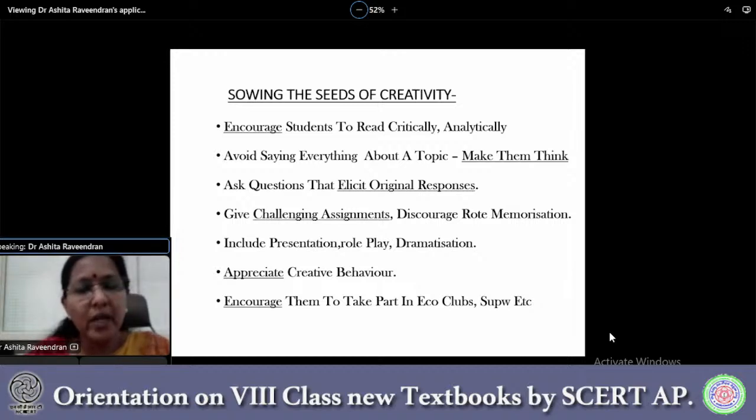And we also have many clubs and such activities in the classroom. There will be SUPW, Eco Club, Environment Club. There are many such activities going on in the school. Encourage your students to take part in them and be active in all these activities, so that the children will acquire skills and values from the classroom itself.